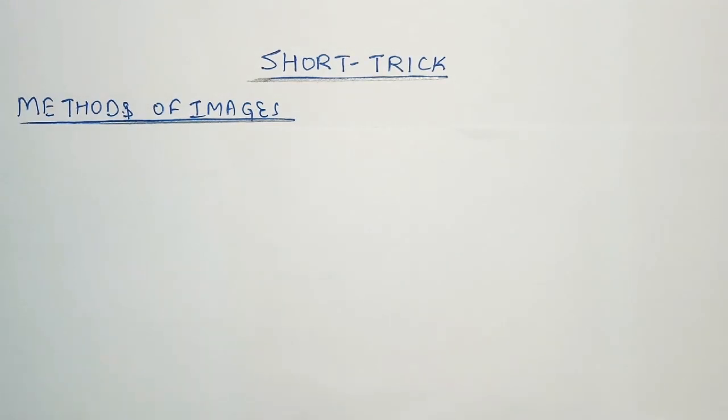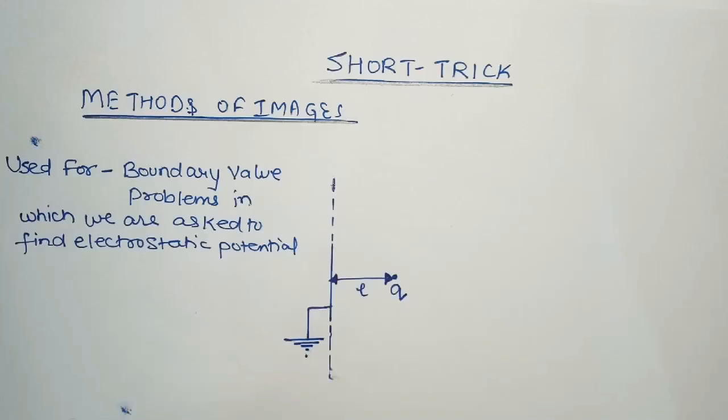This method can be used for boundary value problems, in which we are asked to find the electrostatic potential which results from a given charge configuration in the neighborhood of an arrangement of grounded conductors in the region outside the conductor. What is the meaning of grounded conductor? So let us start with the small points. Firstly, where it is used, and a diagram.